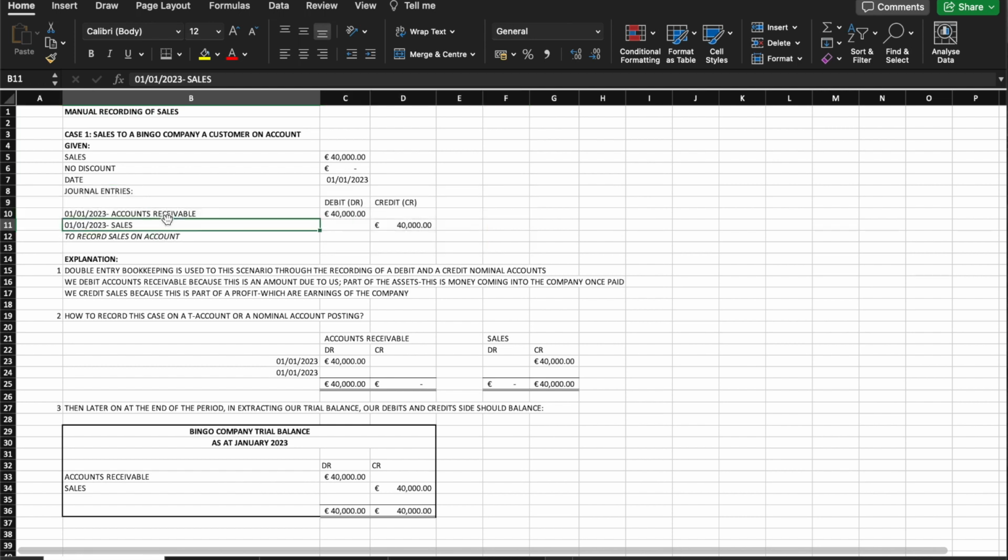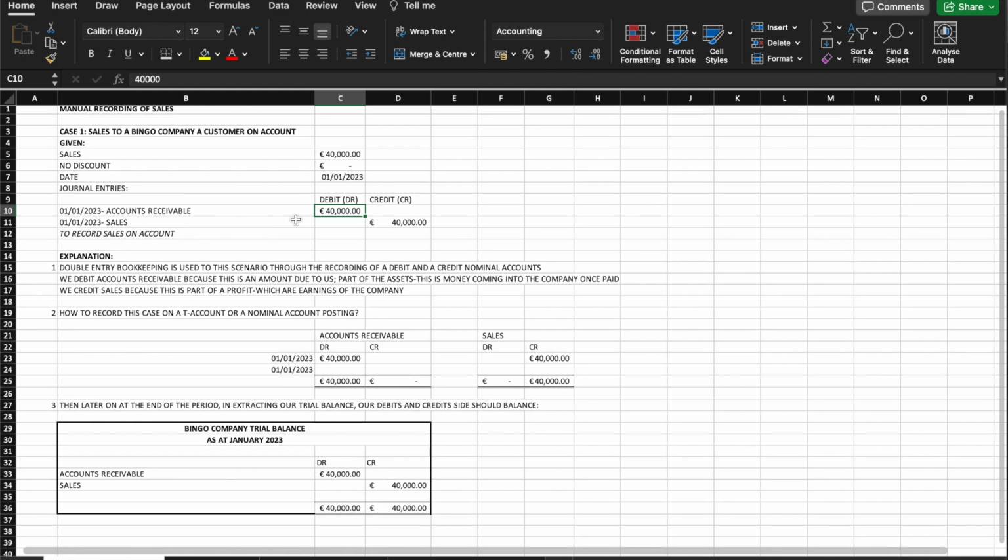So we have to debit accounts receivable of 40,000. Why? Because this is a sale to a customer on account, and this is what they owe us, which is 40,000. And since accounts receivable is an asset, it is on the debit side. And then the credit is sales 40,000 to record sales on account.